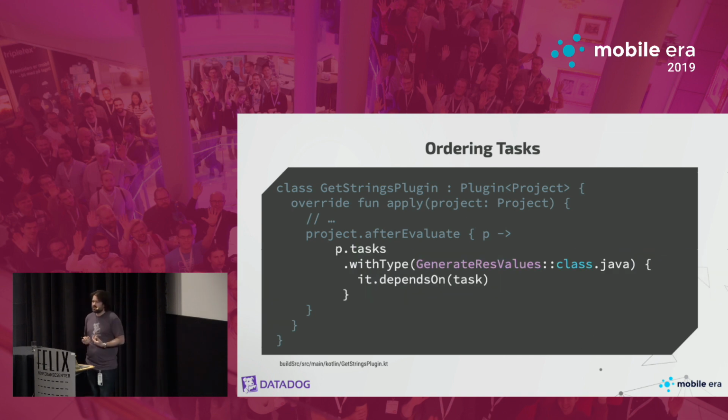And because we're downloading strings, we want this download to happen before we generate these R.string classes. So when I find such a class, I'm going to say that it depends on my task that downloads the strings. So now every time you compile your Android project, it's going to download the strings, and then your R.string values are going to be using those.